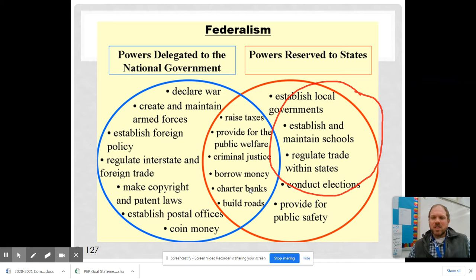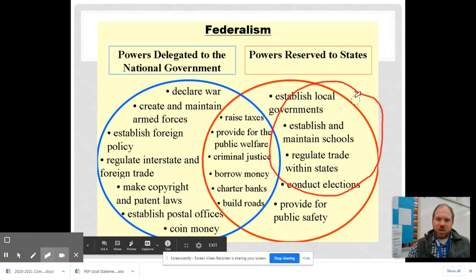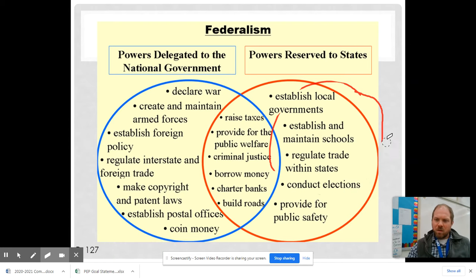All right. So this little slide right here is showing us different types of federal powers and state powers. So just kind of like showing you the idea of federalism. I don't want to go over this whole diagram right now because we'll do that later. But the powers that are delegated or express powers to the national government would be declare war, create and maintain an armed forces, or that would be the Army, Navy, Marines, Air Force, later on, because they didn't have planes when they wrote this.